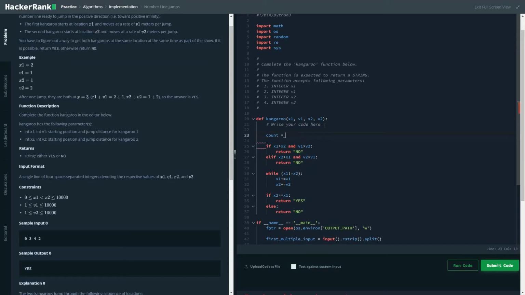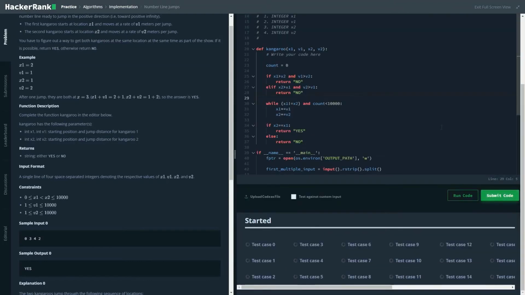If count equal to 0, we'll basically be looping through this loop to a count of 10,000 instances only. Once that count is over, we'll be returning no. So this is the basic idea. Let's submit the code.